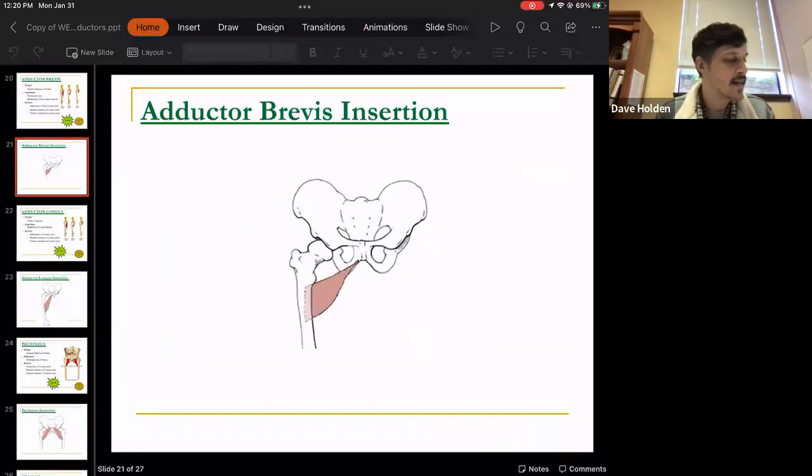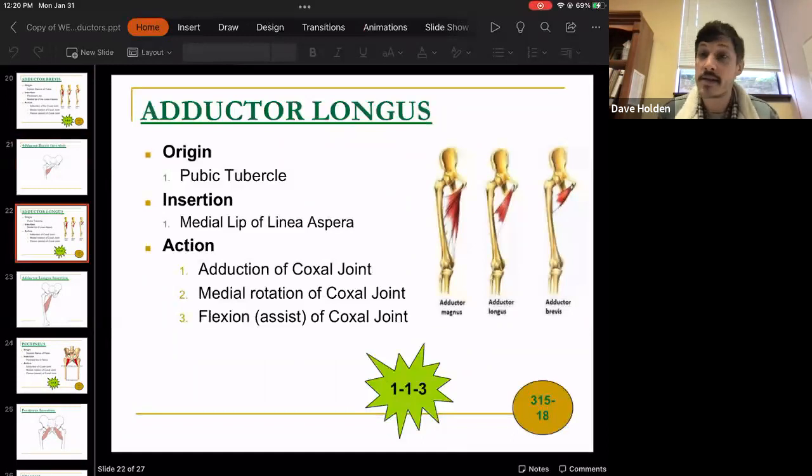Next, we look at its cousin, the adductor longus, the long one. Adductor longus will begin at the pubic tubercle. So slightly different spot on the pubic bone, not the flat ramus, but the little bump, the little tubercle. Inserts on the medial lip of the linea aspera. You guys should be sensing a theme here.